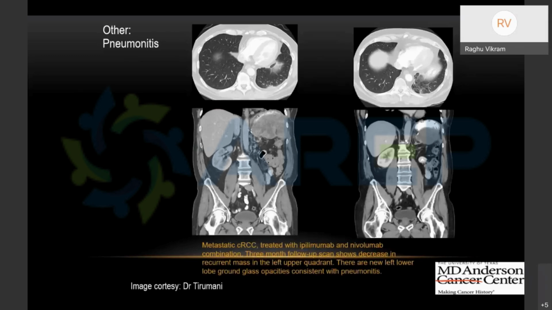Or you can see pneumonitis. This is a very nice example. Large mass, treated with immunotherapy, very good response, but then you can start seeing all these ground glass opacities. This is pneumonitis, and this is immune-related pneumonitis.